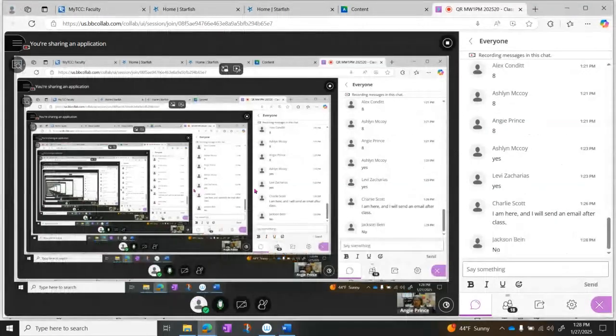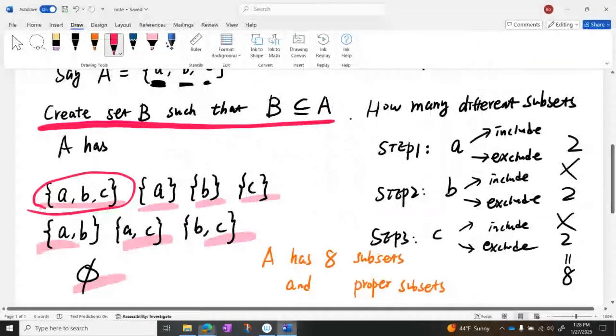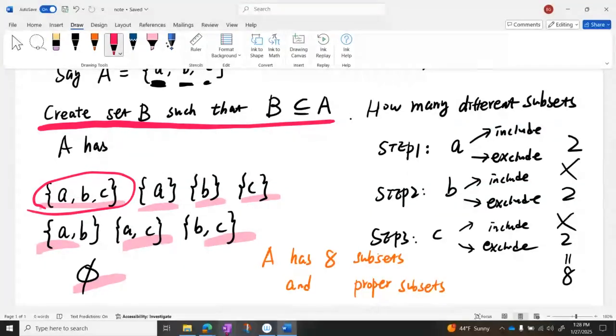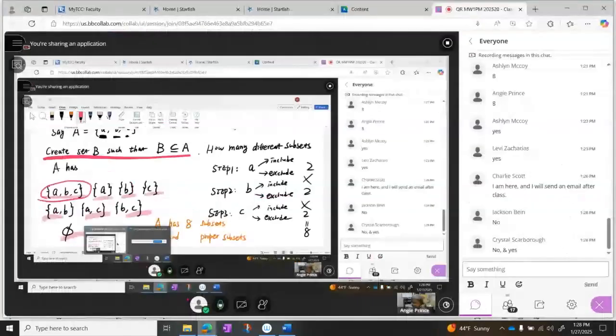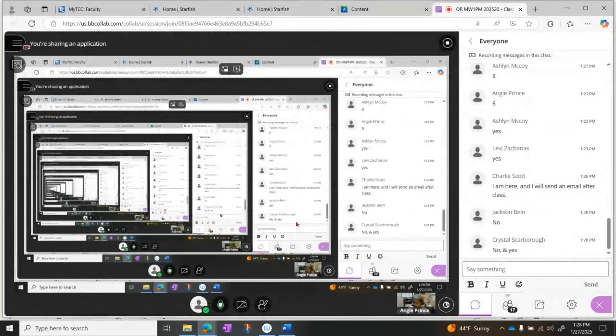You're right, Jackson. Do you see it, everybody? I wrote those 8 subsets. Those are 8 subsets for set A. Among the subsets, only this one itself is the same as the original set, right? Only this one is not proper. All other 7 are proper, right? Yeah, okay.